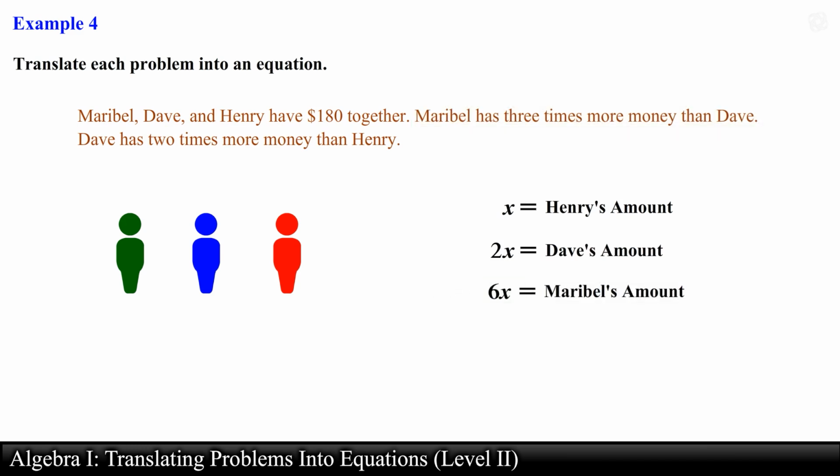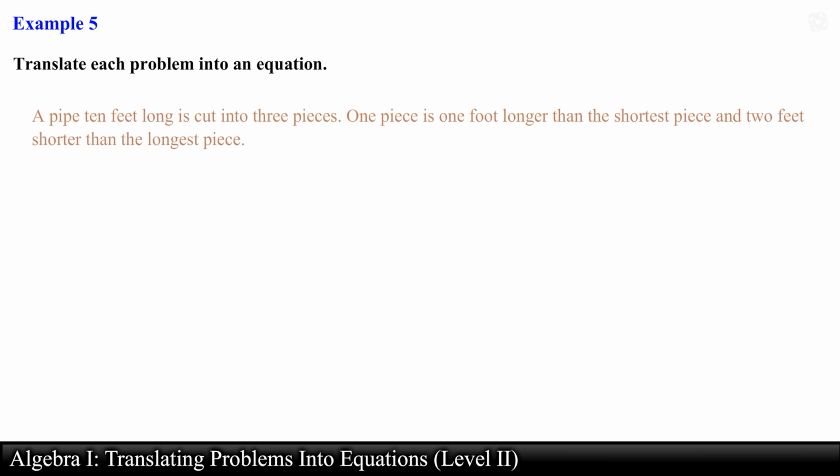Having assigned a variable to each unknown quantity, we are ready to translate the word problem into an equation. We know that if we were to add the amount of all 3 individuals, it would add up to $180. So we can denote this relation as 6x plus 2x plus x equals 180. And this is our equation. Alright, let's go over the final example.